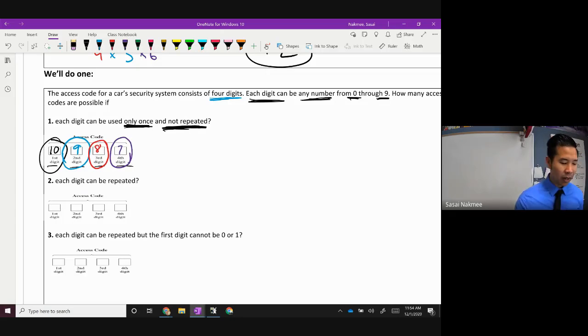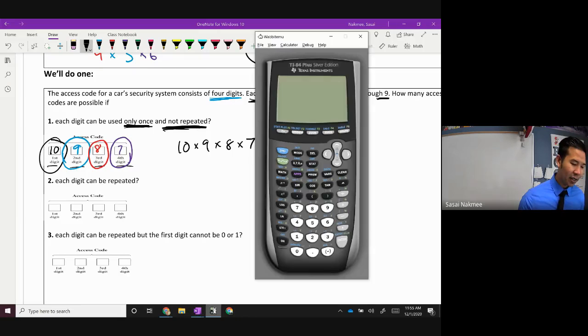So how many possible combinations can you have for your code? You ready? How many possible combinations can you have for your code from 0 to 9? You're going to get 10 possibilities for the first digit times 9 possibilities for the second, 8 for the third, and 7 for the fourth. I can't do that in my head.